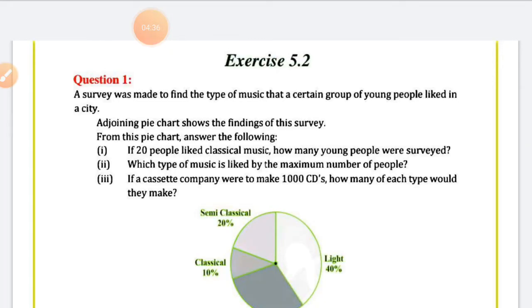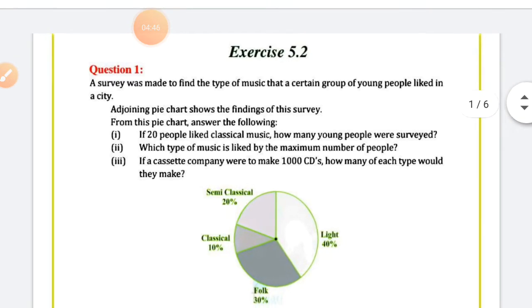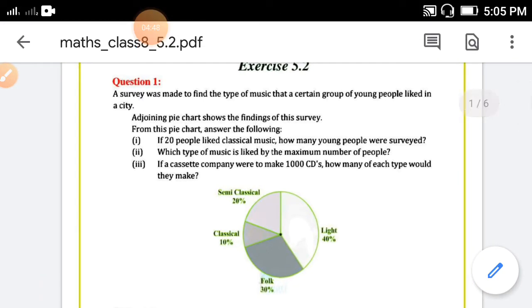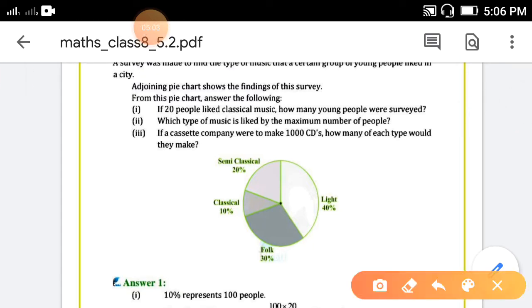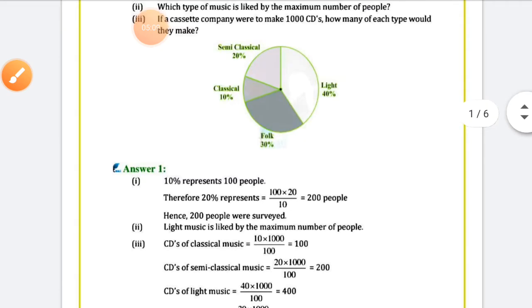Now exercise 5.2, it is about pie chart, circle graph. What you have to remember in these examples is to read the question properly. What is the question? What is the data given? And what you have to find out? It may be in degree form or percentage form. Here in the first question, data is given in percentage form, and you have to find out the data as a number of people.